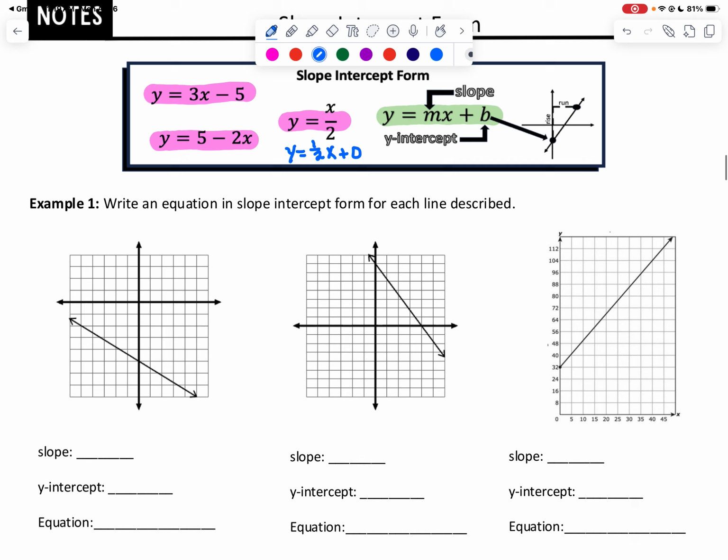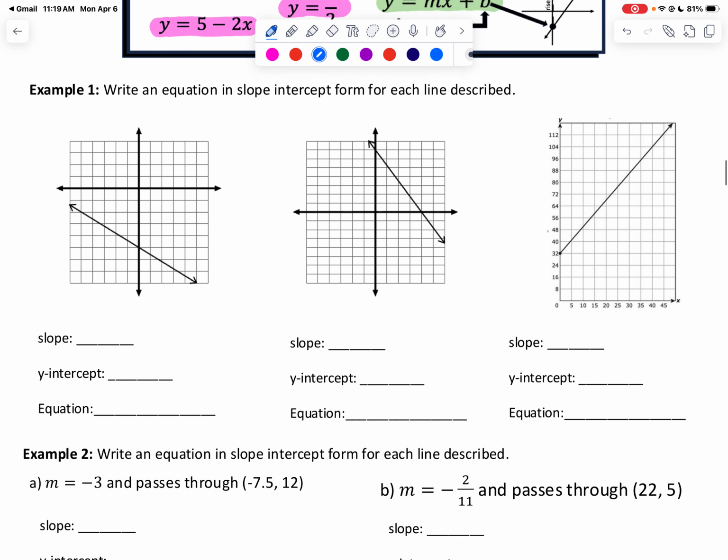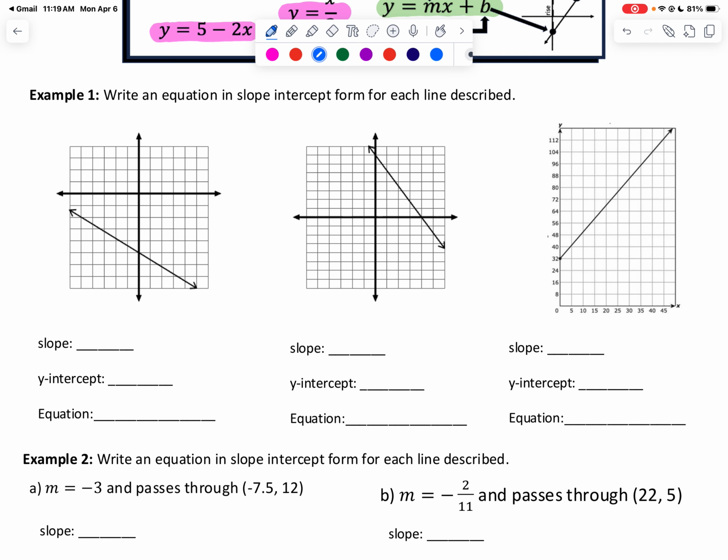In example 1, it says write an equation in slope-intercept form for each line described. So in previous grades, you learned that you could identify from a graph the slope and y-intercept and then use those to form an equation. So if we look at our first graph, our y-intercept would be here at 1, 2, 3, 4, 5, at negative 5. Now our slope, we need 2 friendly points.